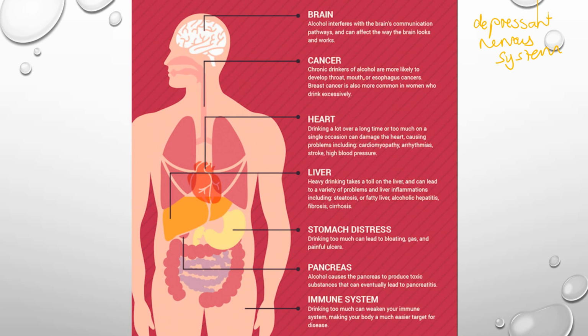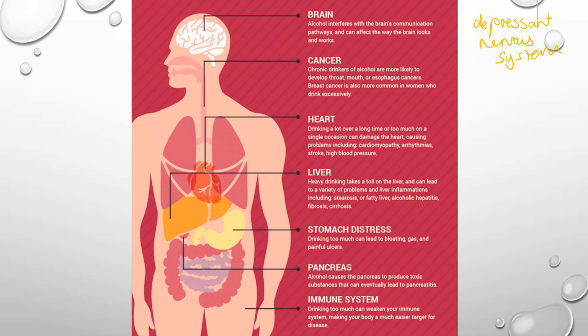Chronic drinkers of alcohol. A chronic drinker means somebody who is drinking excessively, and over a long period of time, regularly. So chronic drinkers of alcohol are more likely to develop certain cancers, particularly of the mouth, the throat, and the esophagus. You also find that breast cancer is more common in women who are drinking excessively too.